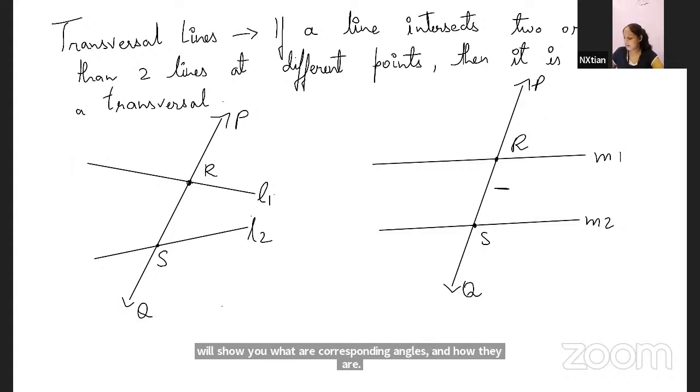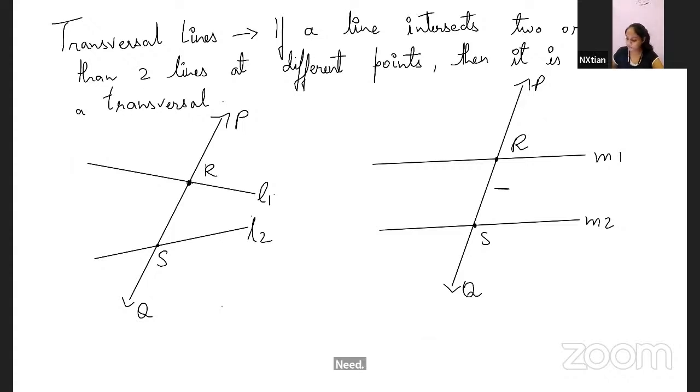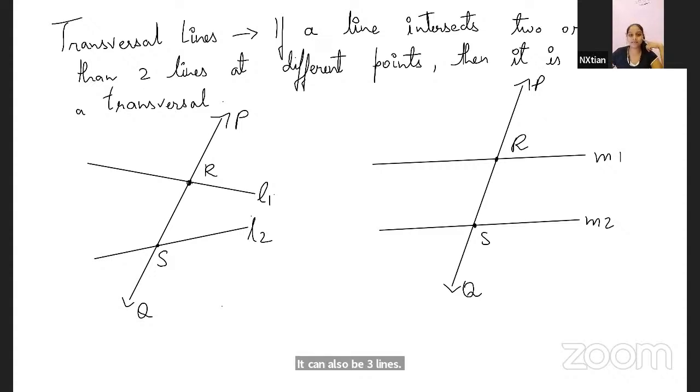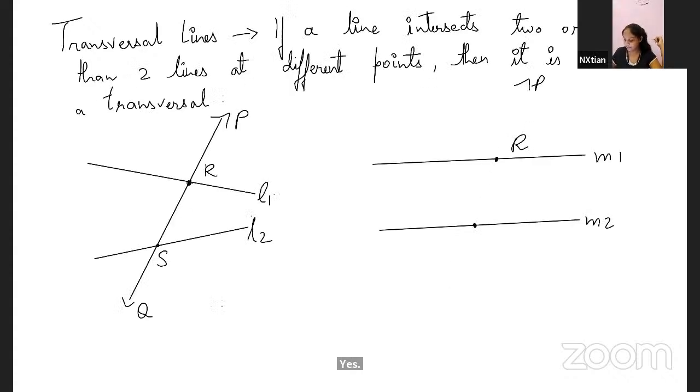Now, what I was saying: this is parallel also. What more can happen? It can also be three lines. Yes, ma'am, it can also be three lines, four lines, five lines.